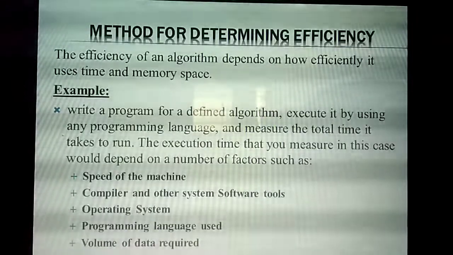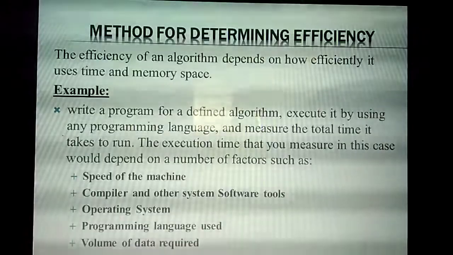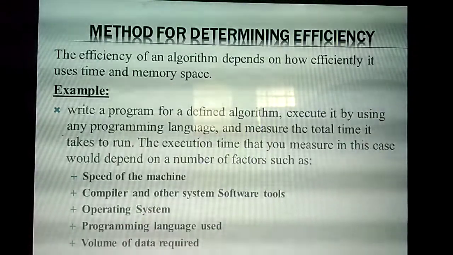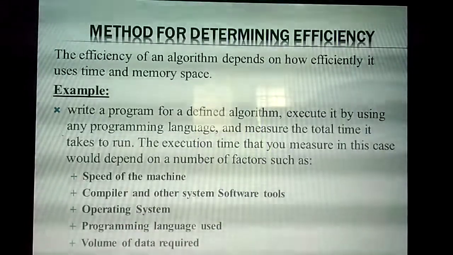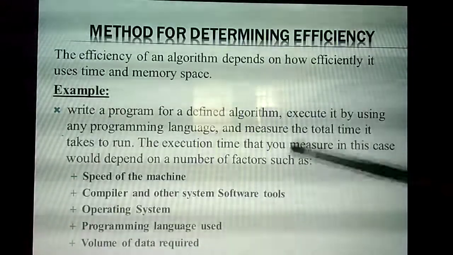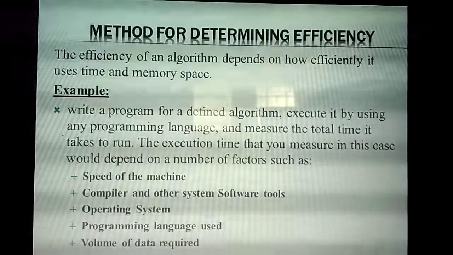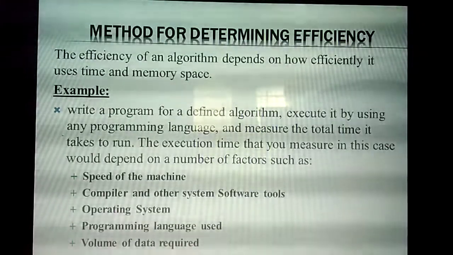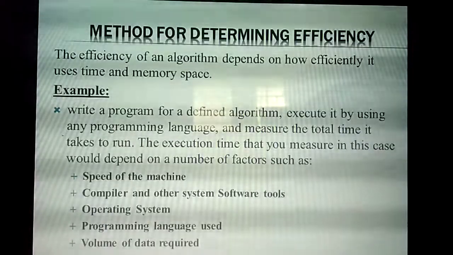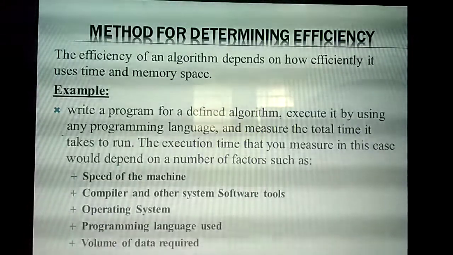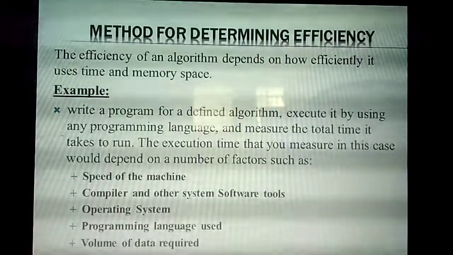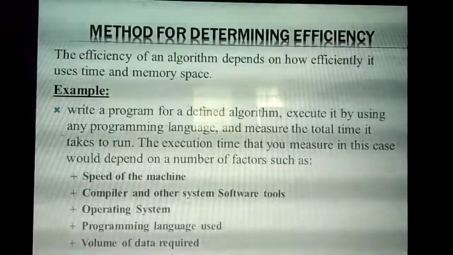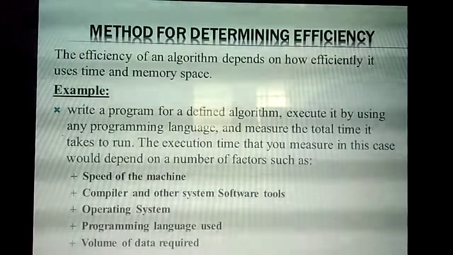Maybe in Windows 7, the execution time is somewhat slow. In Windows 10, the execution time is somewhat fast. So the execution time depends on what's the second thing? Operating system. So next thing, programming language. Which programming language are you using? Java, C or C++. Understand? Next one is volume of data required. Volume of data required means how much space you are occupying for a particular program.